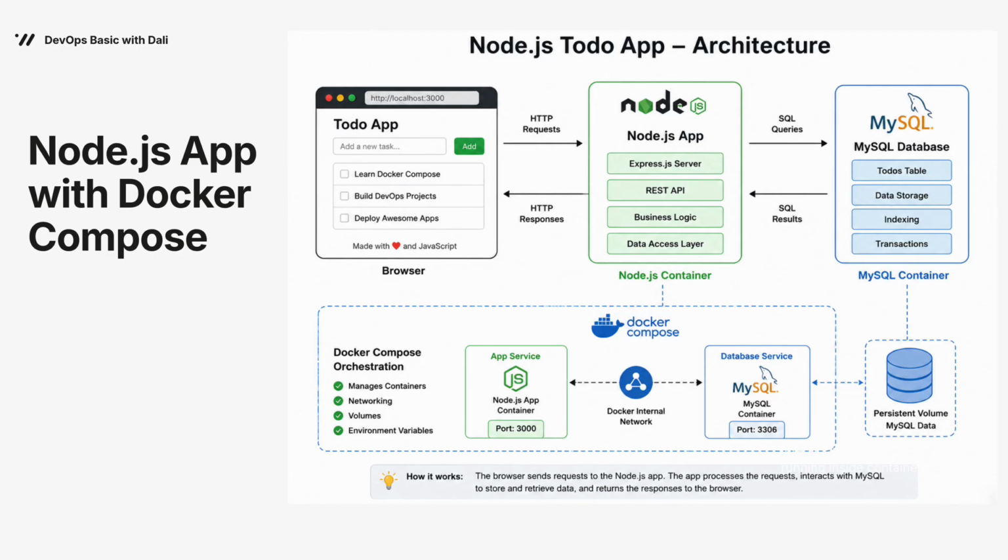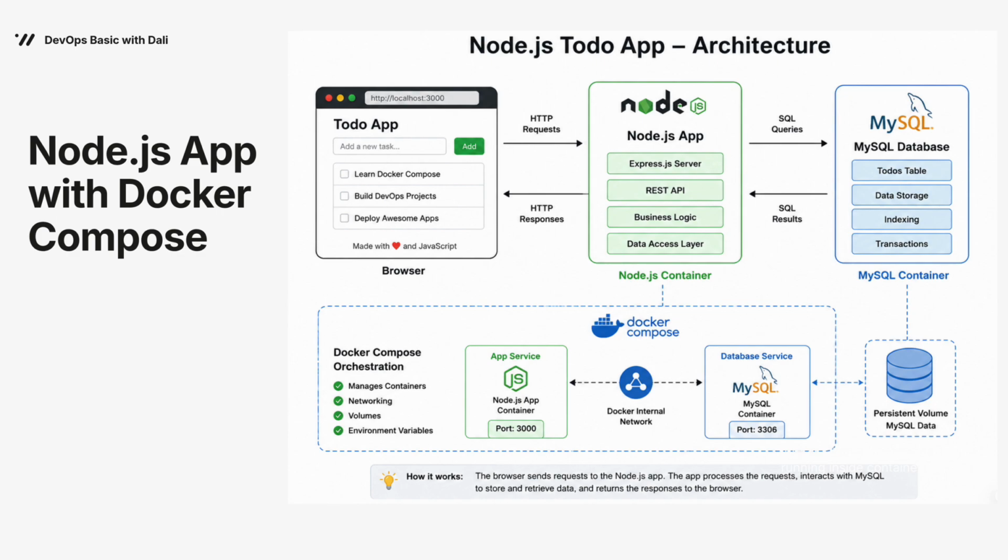Before finishing, let's summarize the architecture of this application. Users interact with the application directly from the browser. The Node.js application runs inside a Docker container and processes the incoming requests. The application then communicates with the MySQL database container to store and retrieve the tasks. Docker Compose orchestrates the complete environment automatically, including the containers, networking, and persistent storage. This is much closer to how real modern backend applications are structured in containerized environments.